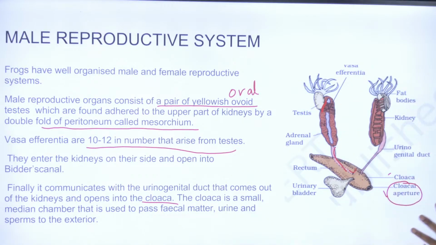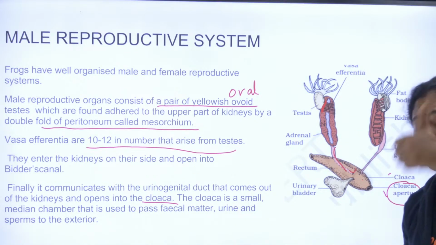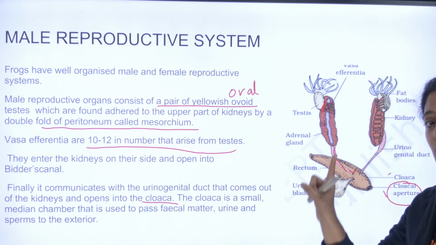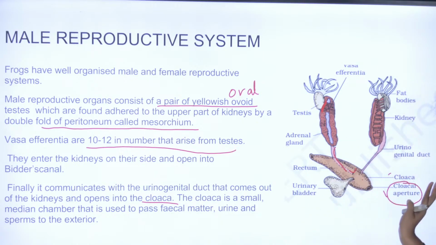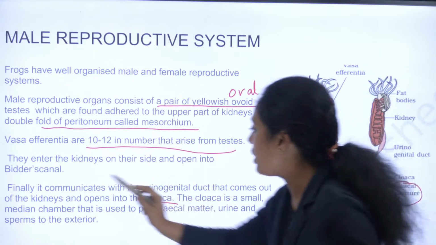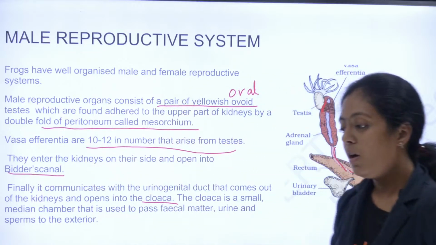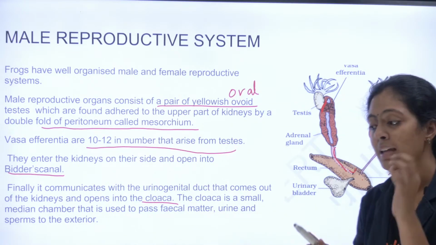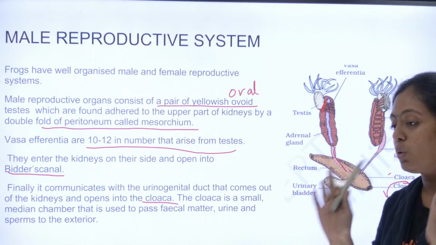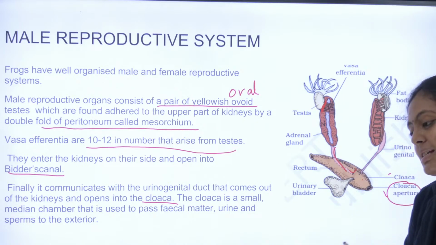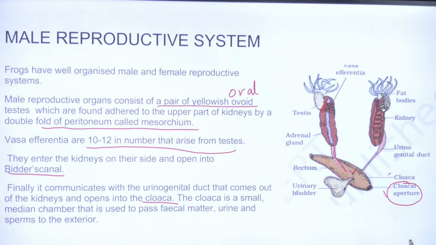Okay, இதுதான் நம்ம பார்த்துட்டு இருந்தோம். ரொம்ப முக்கியமான விஷயம், the ureter and the urinogenital tract are opening together into the cloaca. Okay, இதுல முக்கியமான விஷயம் என்னன்னா Bidder's canal. The kidneys, they enter the kidneys on their sides through their Bidder's canal. Okay, yes, oxygenated, absolutely. Okay, can we continue?